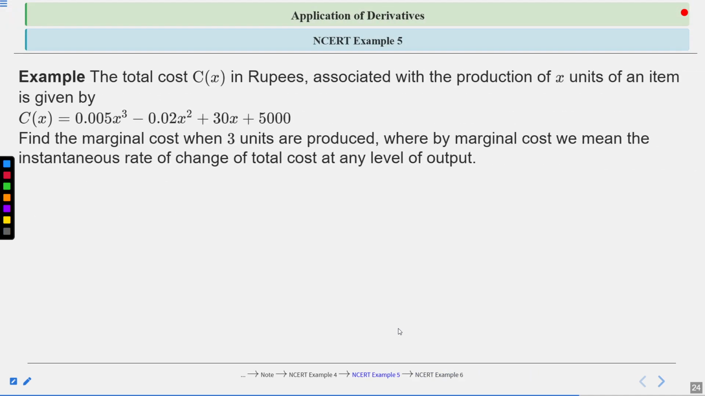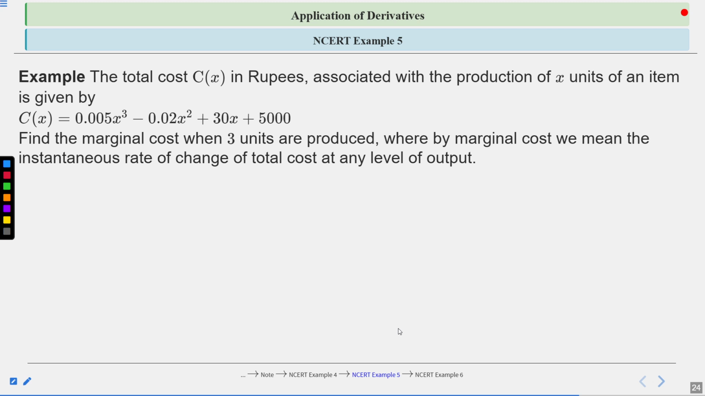Example 5. The total cost, which is represented by C(x) in rupees, associated with the production of x units of an item is given by C(x) = 0.005x³ - 0.02x² + 30x + 5000. Find the marginal cost when 3 units are produced, where by marginal cost we mean the instantaneous rate of change of total cost at any level of output, right? Clear? You need to find the marginal cost when 3 units are produced. And what is marginal cost? It is given: marginal cost means the instantaneous rate of change of cost at any level of output.